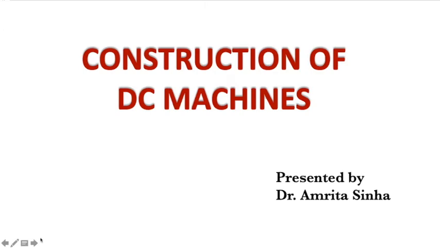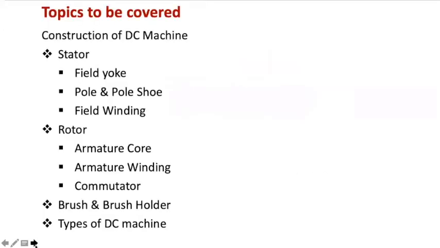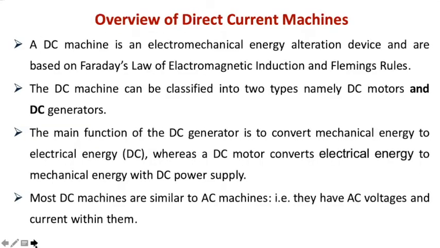The different parts of the DC machine will be, as stator, we have got field yoke, pole and pole shoe, and the field winding. Then on the rotor we have got armature core, armature winding, commutator and brush holder, and then we'll discuss the different types of the DC machine. Just an overview of the DC machines.